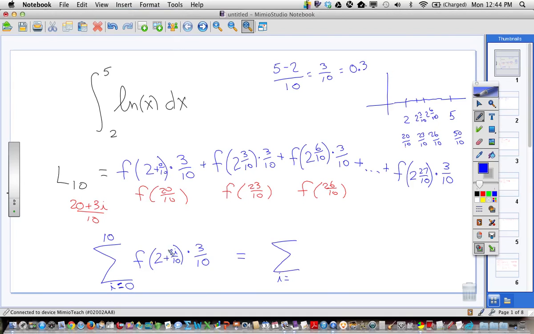All right, then we take it out of F notation, so we take this and we plug it in for the x. F of something means take that something, plug it in for x. So this will be ln of 2 plus 3i over 10, and then times the width of 3/10. And then this went from 1 to 10. Okay? Yes? What did I do wrong?